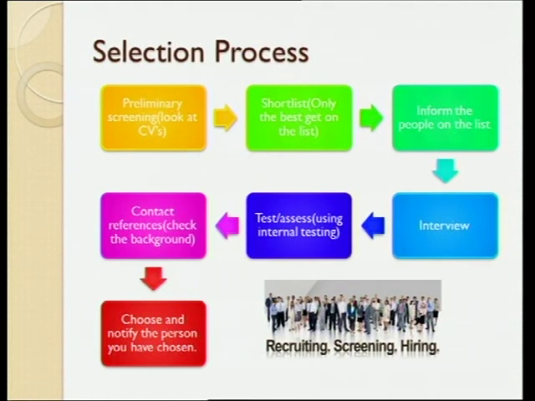I'm screening for candidates. Once I've gone through all the CVs, I shortlist. Only the best need to get through to me. I do not need to see everybody. I only want to see who I think are potential candidates for my company. So the best of the best at the end of the day. We call it a shortlist because it has to be short. We're not talking hundreds here. We're talking 10, 15, maybe. It has to be a shortlist.